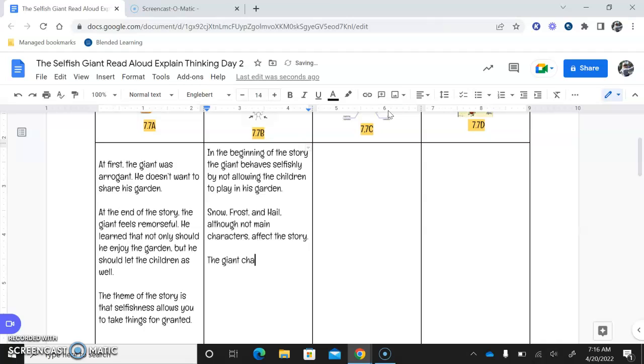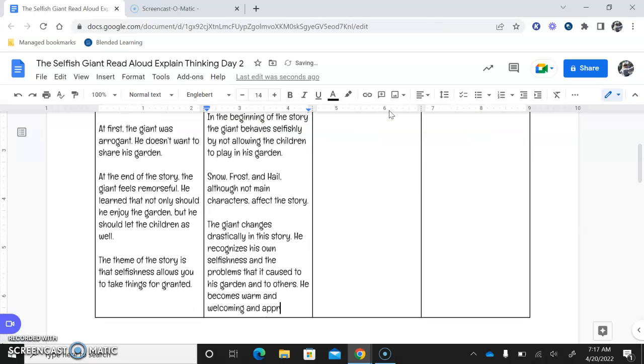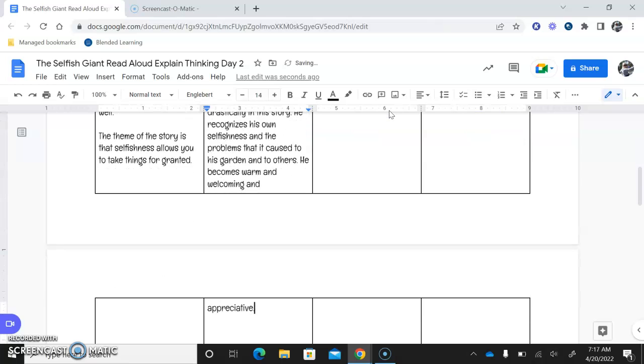So then finally, we have the giant changes drastically in this story. He recognizes his own selfishness and the problems that it caused to his garden and to others. He becomes warm and welcoming and appreciative.